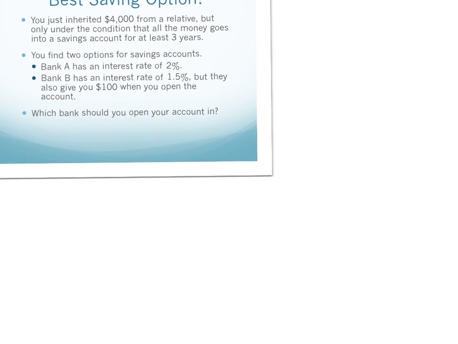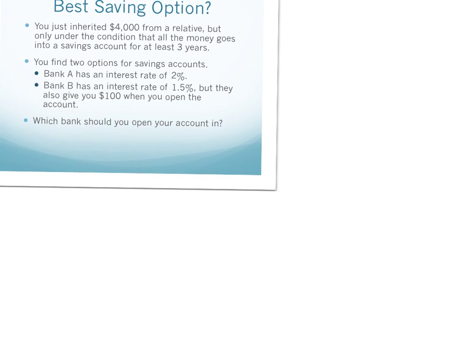So I'm going to shrink this to make it a little easier to work. So Bank A, we'll start with that one, has an interest rate of 2%. What I want to know is how much money I'll have at the end of 3 years. So if I put our formula up here for our reference, in this case we're starting with $4,000.